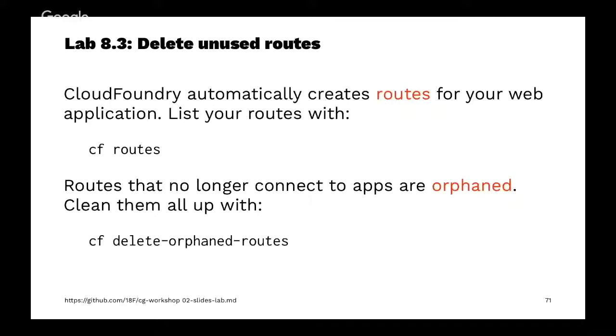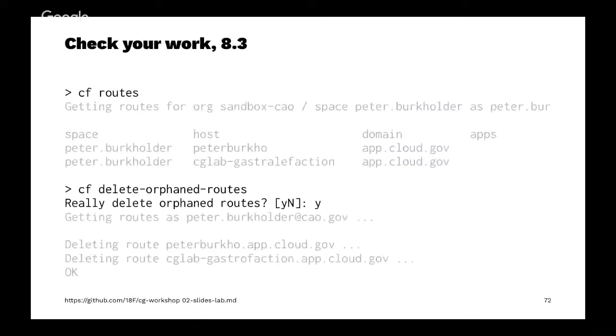And lastly, you want to take a look at the routes that you have enabled with cf routes. The routes may have an application connected to them, or they may be orphaned if there's no longer an app connected to them. You can delete routes one by one with the delete-route command, but the syntax is a little clumsy, and generally it's faster in a sandbox or development environment just to delete all the orphaned routes with the cf delete-orphaned-routes command.